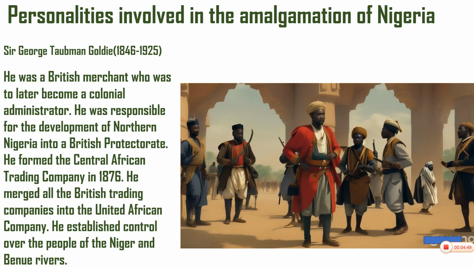He formed the Central African Trading Company in 1876. He merged all the British trading companies into the United African Company. He established control over the people of the Niger and the Benue rivers. Sir George Tubman Goldie was a British merchant.